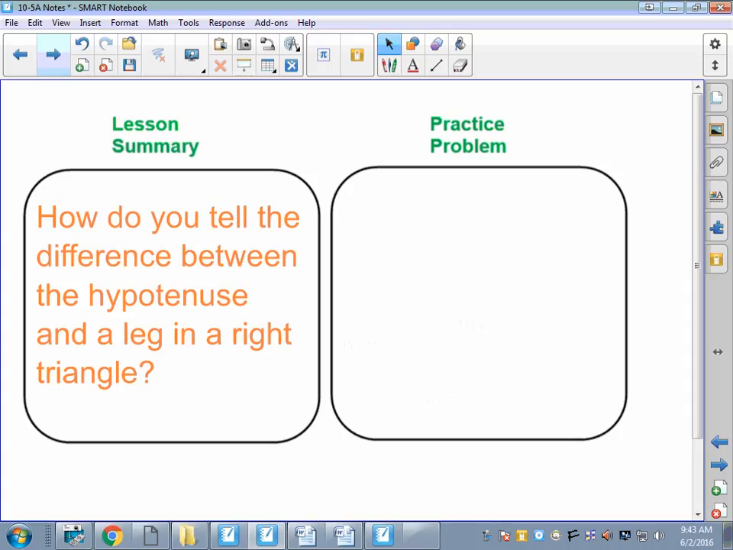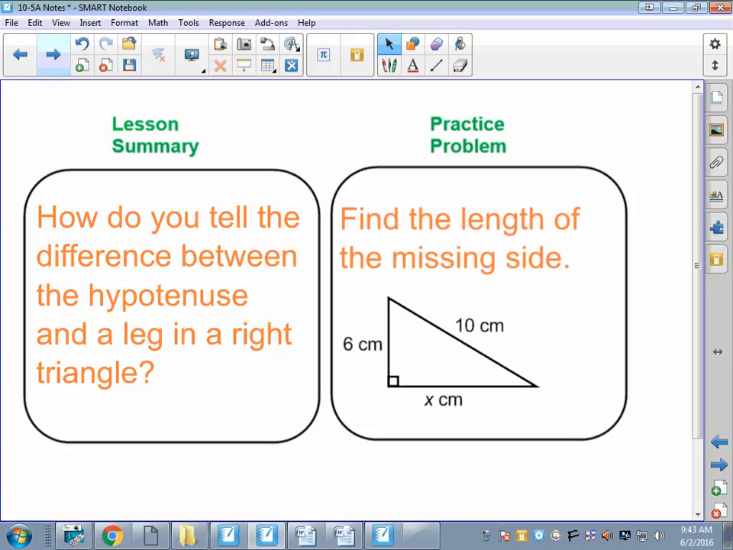So here's what I would like to know. How do you tell the difference between a hypotenuse and a leg in a right triangle? And please do Pythag to find the length of that missing side. The first thing you have to decide is, are you looking for a leg or a hypotenuse? That is it. We'll see you guys next time.